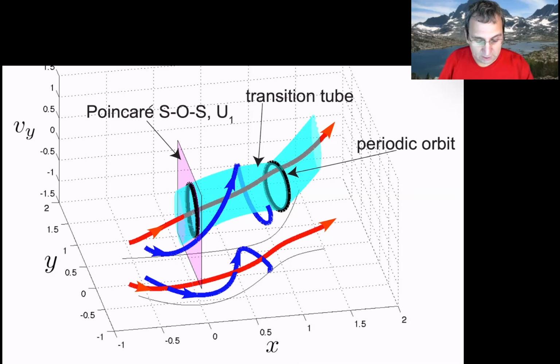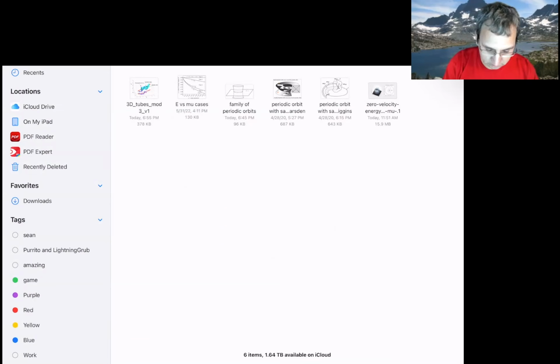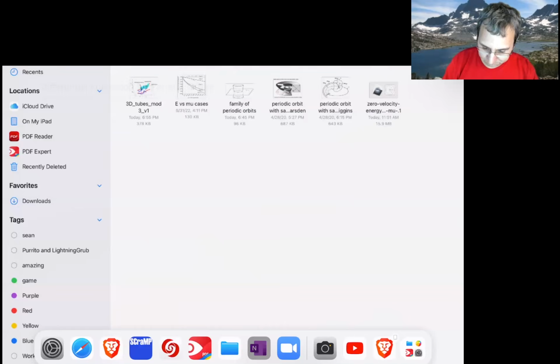So the key thing we're going to talk about today is finding these periodic orbits in the planar problem, and then computing along the stable or unstable manifold. If you can find a single trajectory, then you could actually find the entire continuum of trajectories. That's the goal, and that's what we're going to talk about.